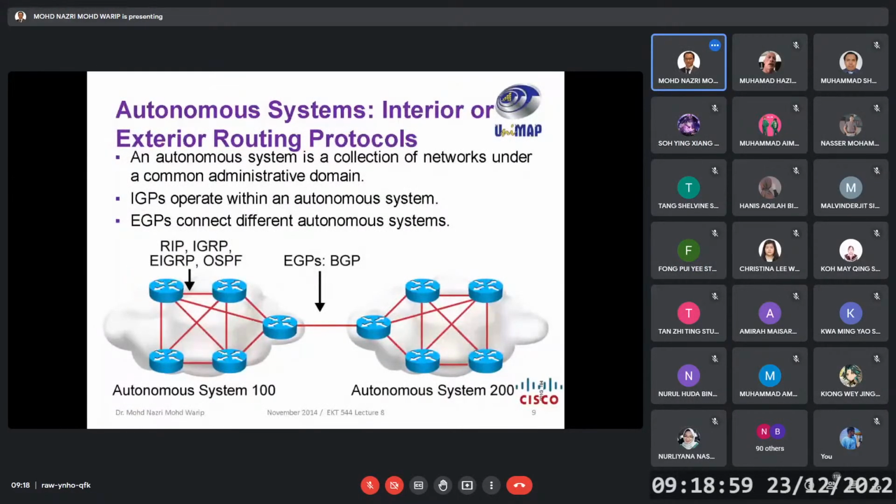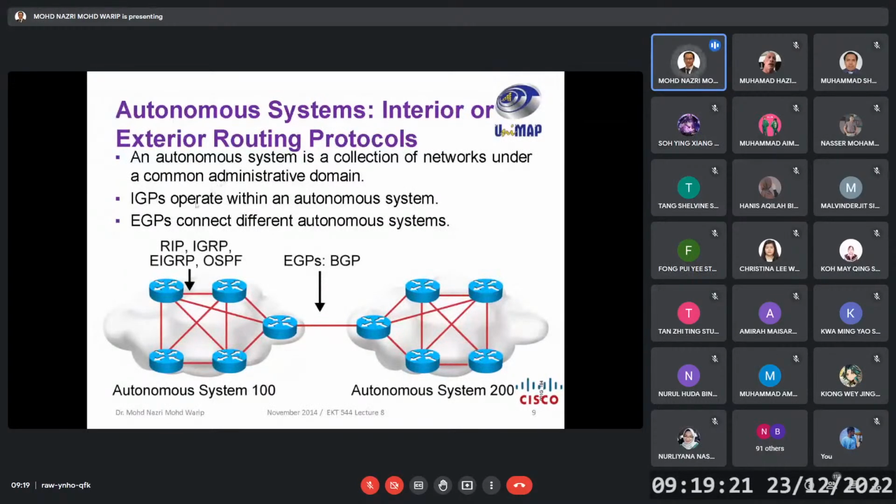AS, or autonomous system, interior or exterior routing protocol. An autonomous system is a collection of networks under a common administrative domain. So this is the definition of an autonomous system: a collection of networks under a common administrative domain.